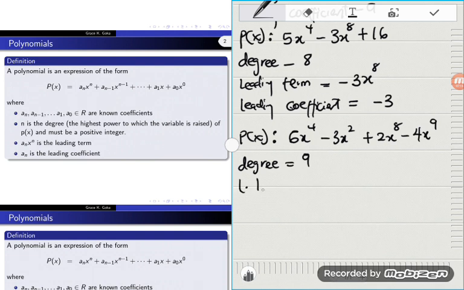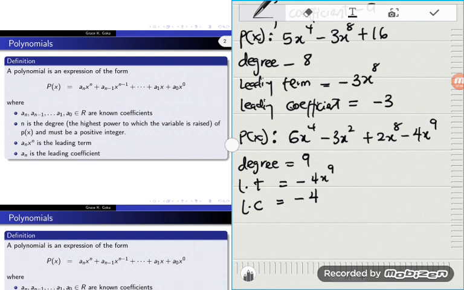What would be the leading term? I'm going to write LT as leading term. The leading term will be the term in which the highest exponent can be found, which is minus 4x to the power 9. And what will be the leading coefficient? Once again, shortcut LC as leading coefficient. So the leading coefficient will be, very good, the known number attached to the leading term, which is minus 4.